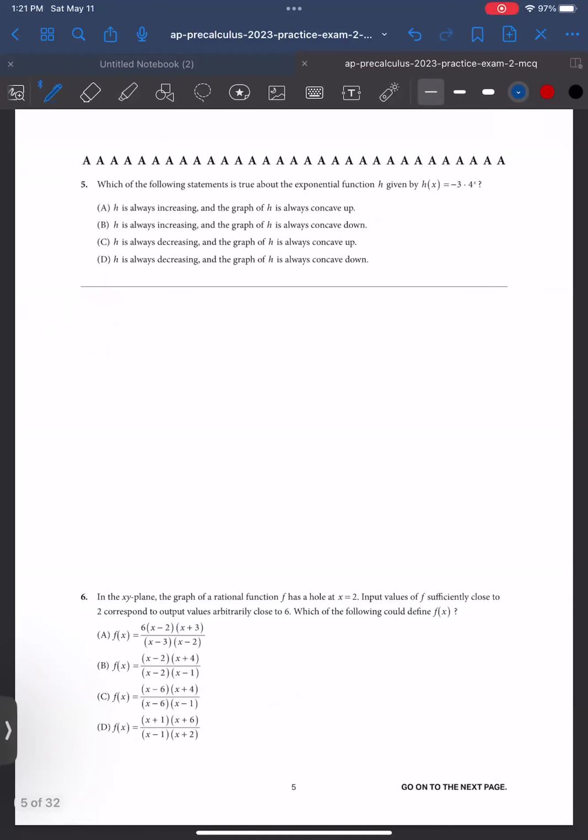Wait, where's Issa? Issa, here's a question for you. Concave up and down. Oh my god, it is.